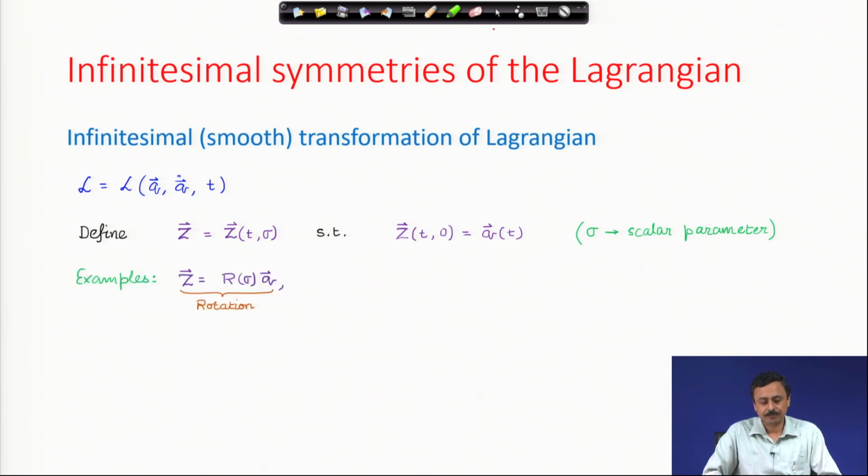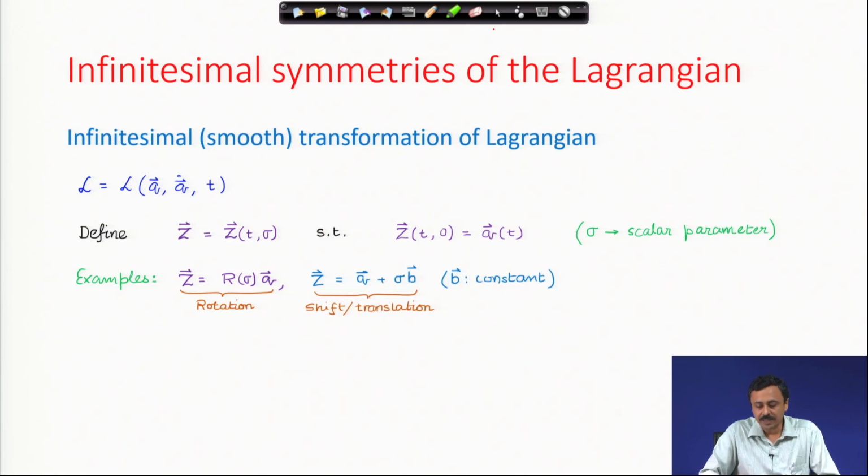Suppose z is equal to a rotation matrix which is a function of some rotation angle sigma, multiplying the generalized coordinates. It is a multiplicative transformation such that R at 0, capital R at sigma equal to 0, is the identity. Then you have such a transformation.